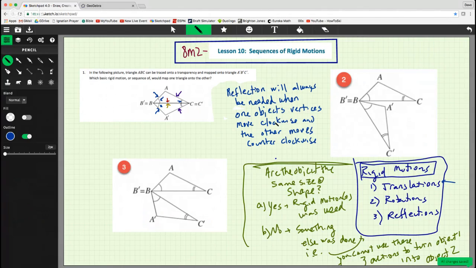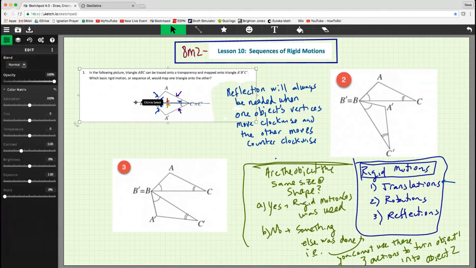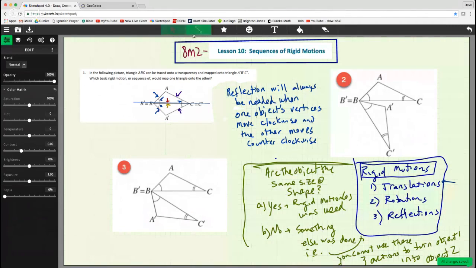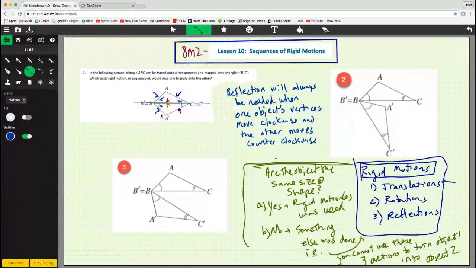Reflection will always be needed when one object's vertices move clockwise and the other moves counterclockwise. Now, notice in number 1, you probably figured out that you can just reflect this object. If I put the mirror right here, you can see that object moves straight along that line. Let me redraw this line. I want to draw it just absolutely perfect.